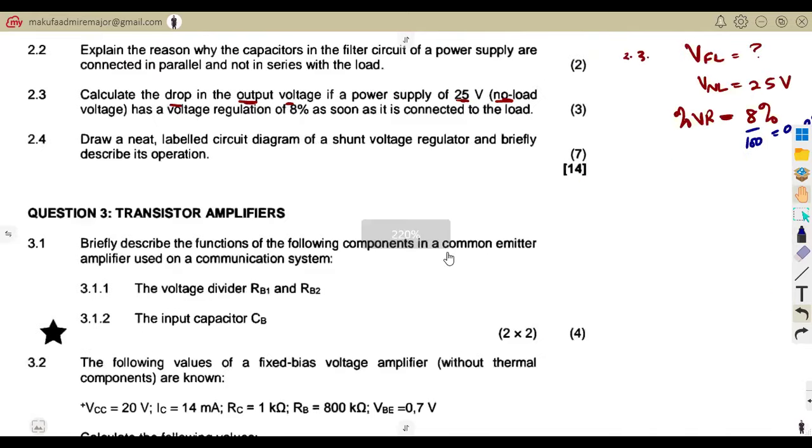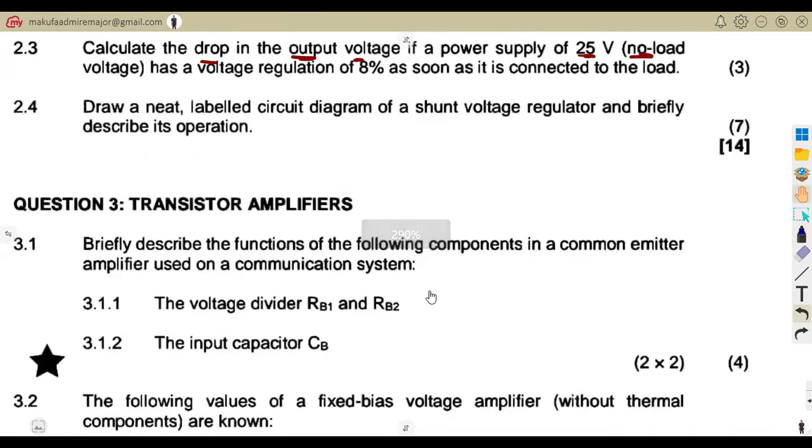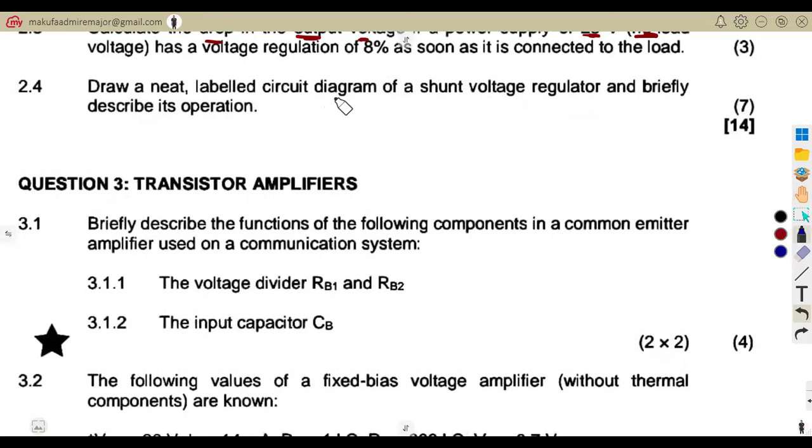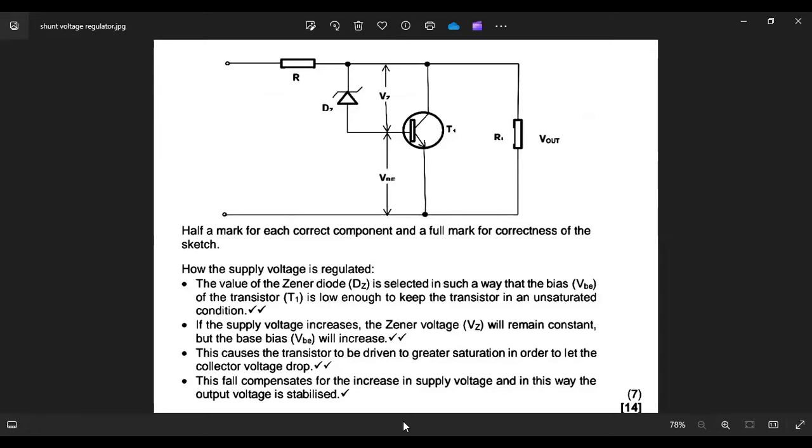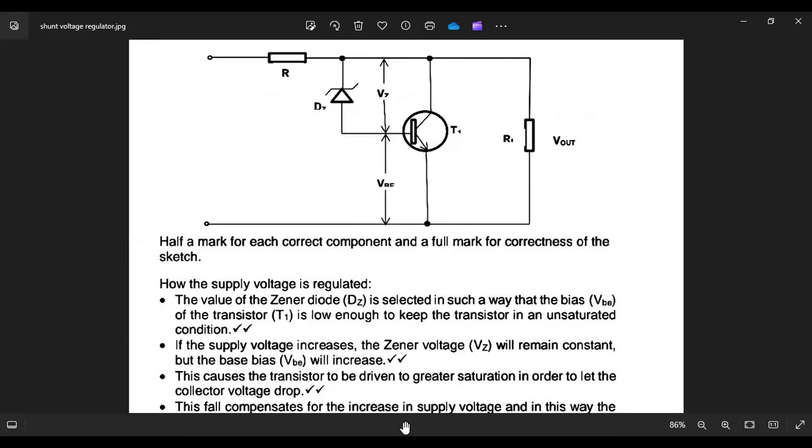Then on this other part, they are saying we are supposed to draw a neat labeled circuit diagram of a shunt voltage regulator and briefly describe its operation. A shunt voltage regulator can be given in this manner: we have our Zener diode and resistor connected to the transistor.